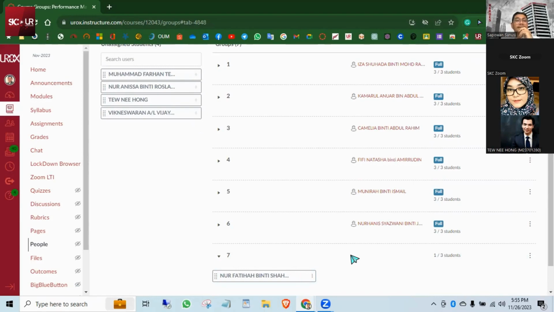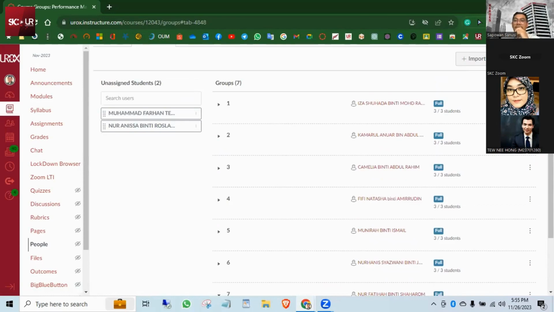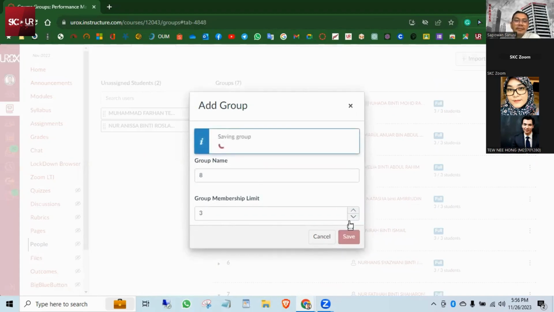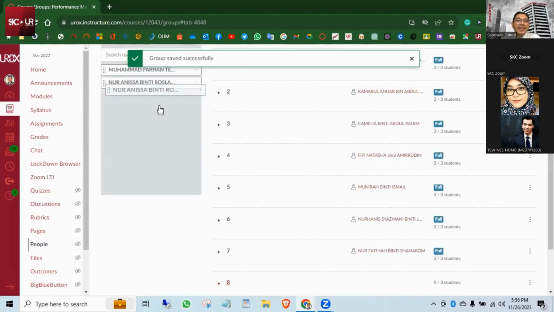Come on. Anissa tak datang. Anissa tak ada. Farhan tak ada. So I think Tuni Hong and Weakness Warren are in here. Boleh? Boleh, Prof. Group leaders. And then these two fellas. Group 8. So I'm putting these two fellas together.